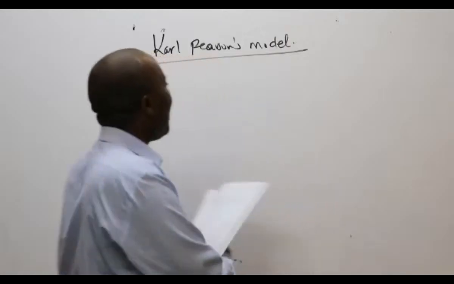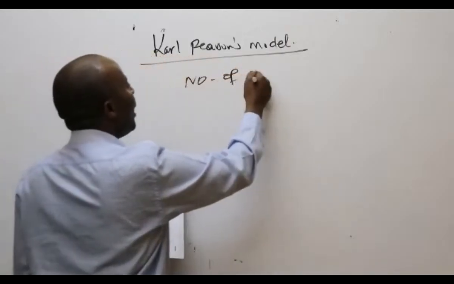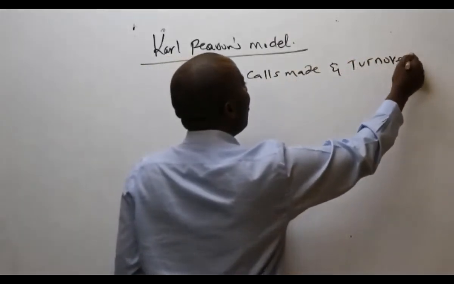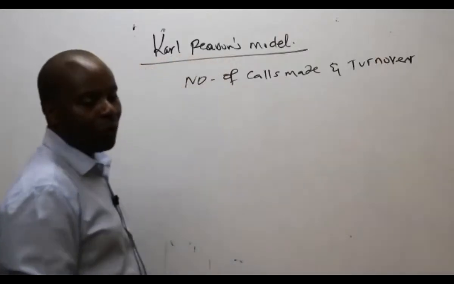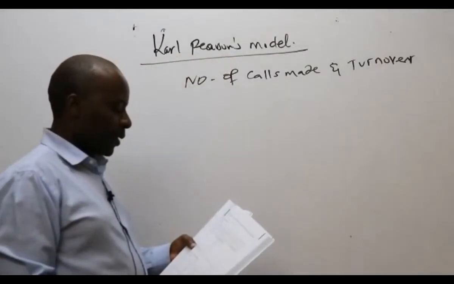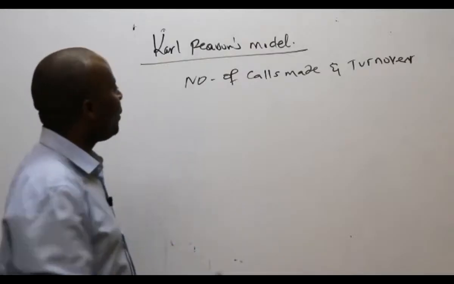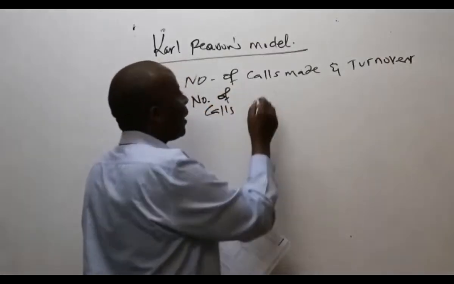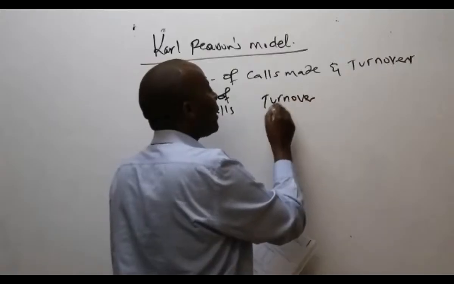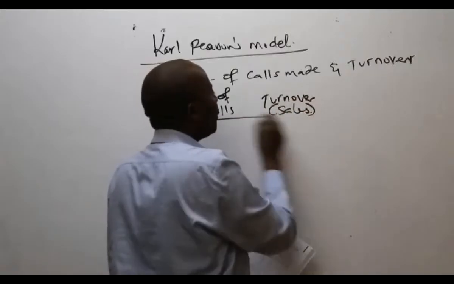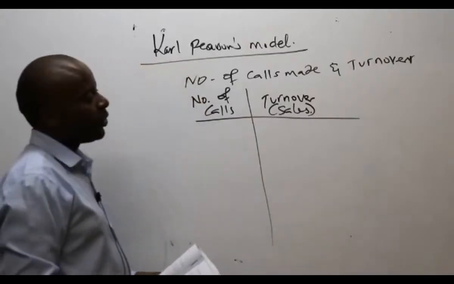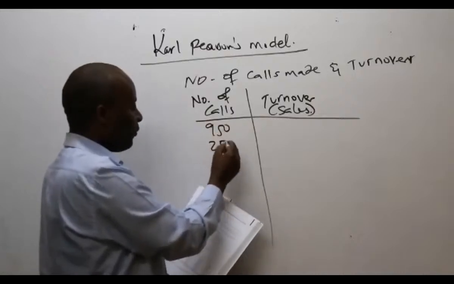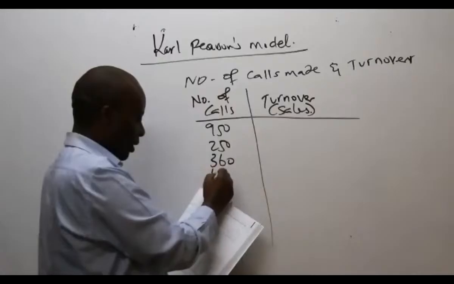So number of calls made, and turnover of the company. And then they have gone ahead, ladies and gentlemen, to give me the number of calls. And then they have given me here turnover. Please remember that turnover is the same as sales. So here they have given me 950. Here they have given me 250. Here we have 360. Here we have 484.